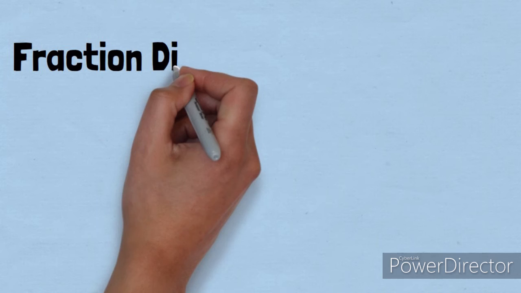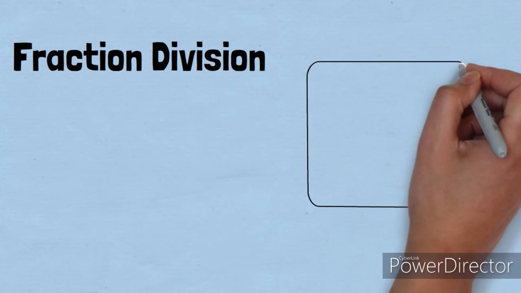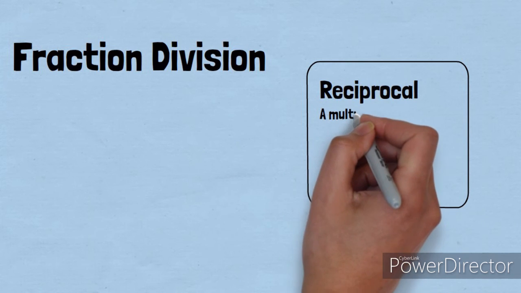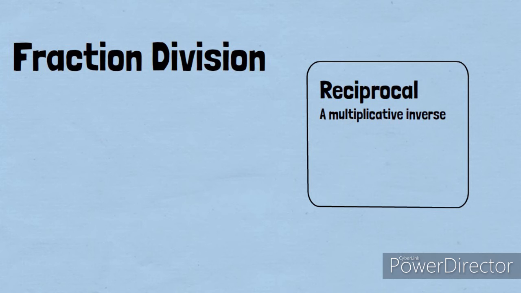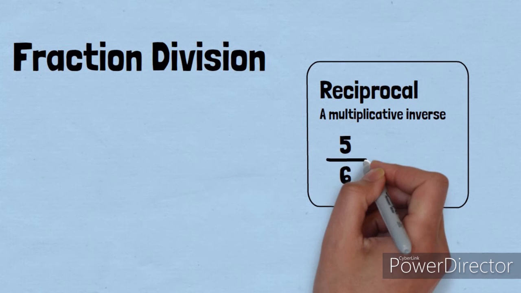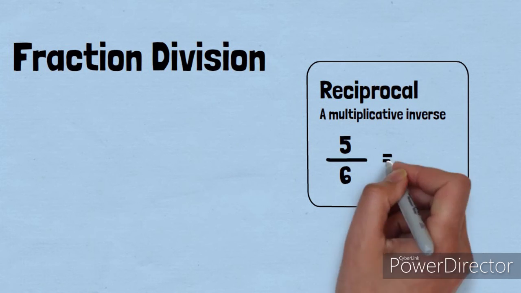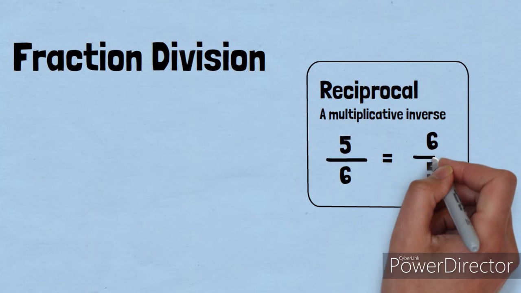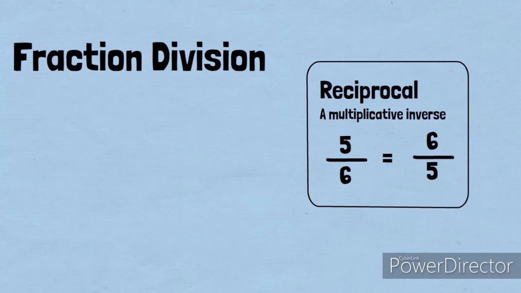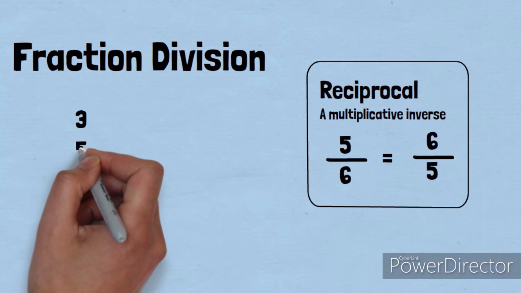Fraction division. How do you divide fractions? Before we get into that, we have to know one term. Reciprocal. A reciprocal is basically a multiplicative inverse. For example, if we have 5/6, the reciprocal of 5/6 is 6/5. You're basically flipping the numerator and denominator. If you know how to multiply fractions, you know how to divide them. Let's take a look at an example.